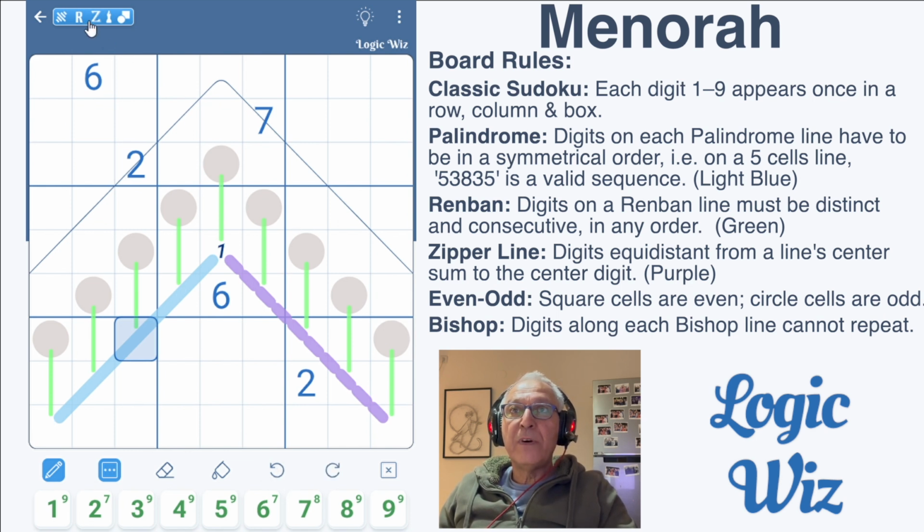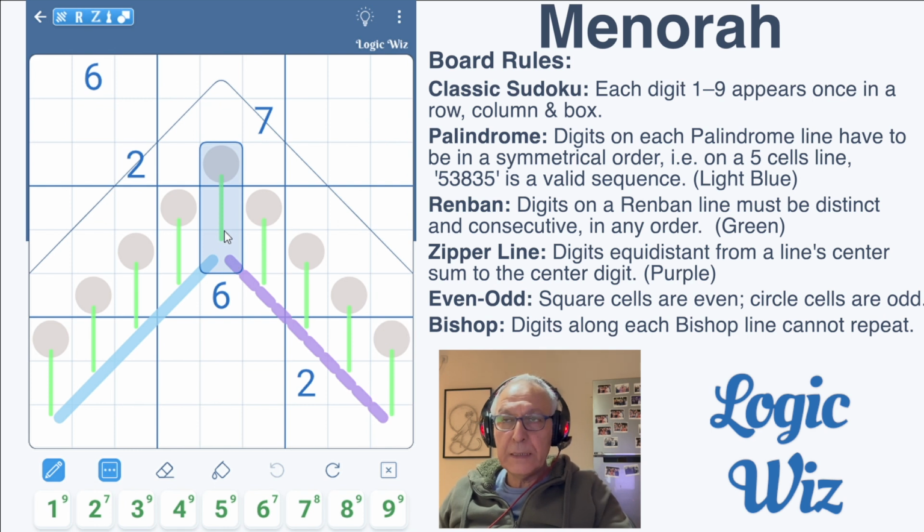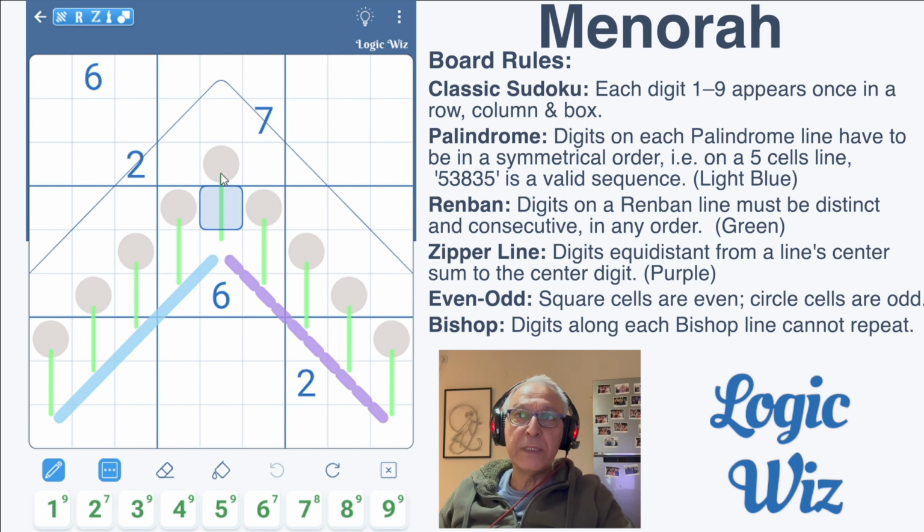The next variant is the Renban line. The Renbans are the green lines. Basically, digits need to be consecutive on the Renban line in any order. If 1 is on the line, 2 and 3 need to be on the line as well, so that all the digits form a consecutive sequence, but in any order.